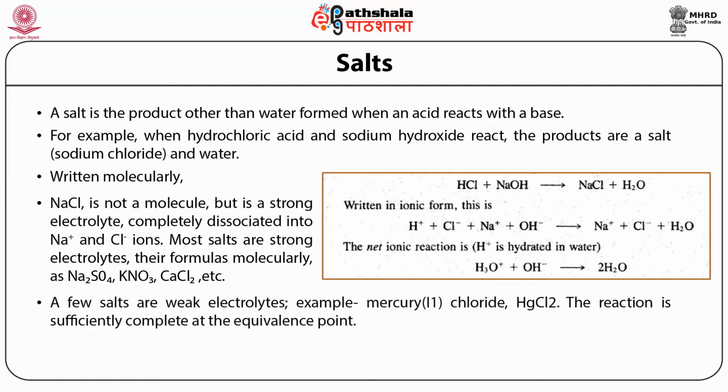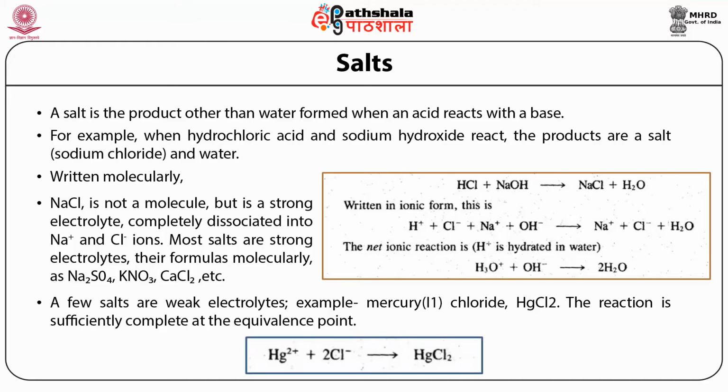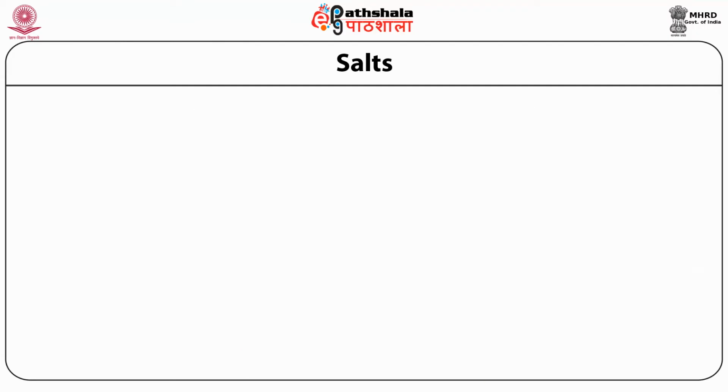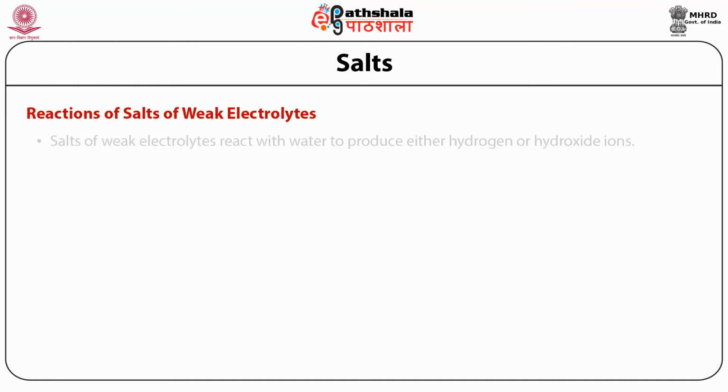A few salts are weak electrolytes. One we will encounter later is mercury(II) chloride. The reaction is sufficiently complete at the equivalence point, that is Hg2+ plus 2Cl- equals HgCl2. Now the reactions of salts of weak electrolytes. The salts of weak electrolytes react with water to produce either hydrogen or hydroxide ions.